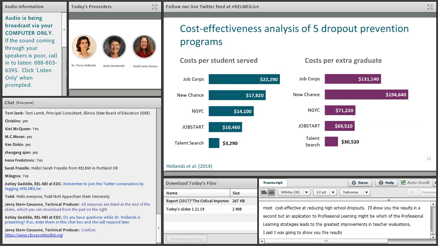So I said I was going to show you the results of that study in which we looked at the cost effectiveness of 5 dropout prevention programs. If you look at the blue bars on the left, you'll see that we estimated the cost per student served, first of all, and the most expensive program per student served was Job Corps, that cost about $22,000 per student, and the least expensive was Talent Search, just over $3,000 per student. I guess I can use this little arrow.